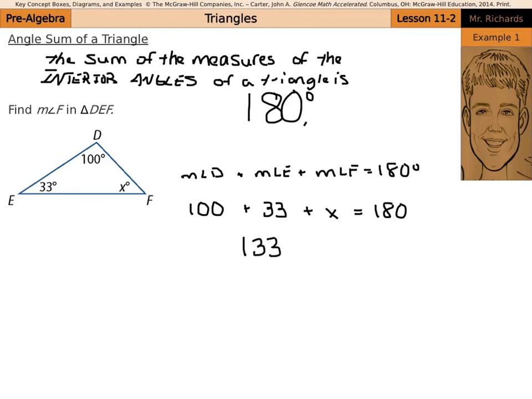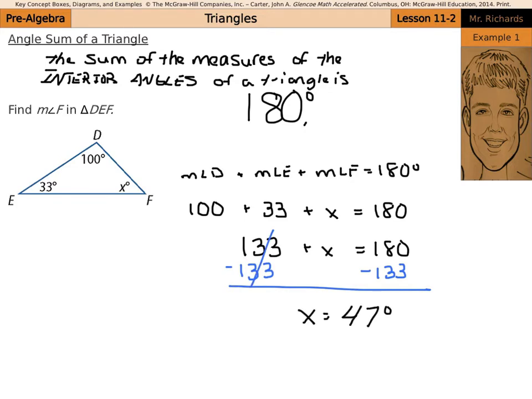We can combine 100 with the 33 to be 133, plus x equals 180 degrees. And if we subtract to solve this equation, the 133 from both sides, we can get x equals 47 degrees. So, the measure of angle F is equal to 47 degrees.